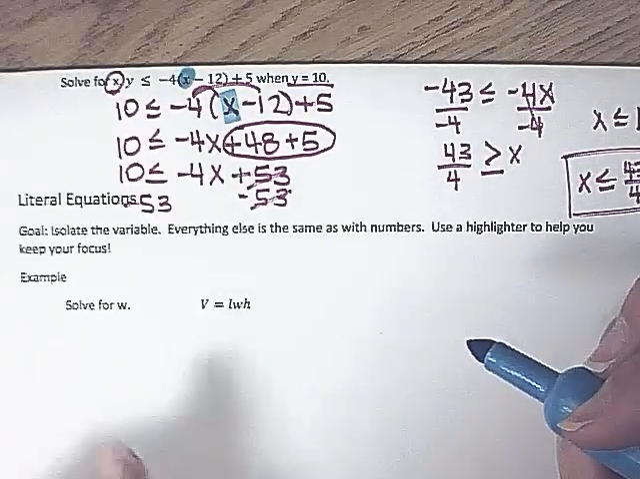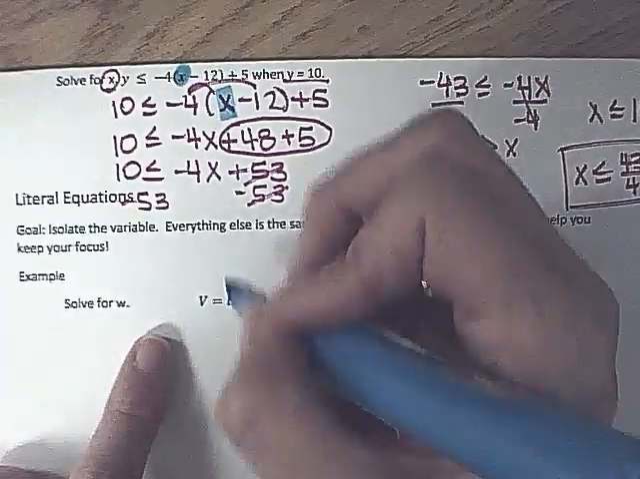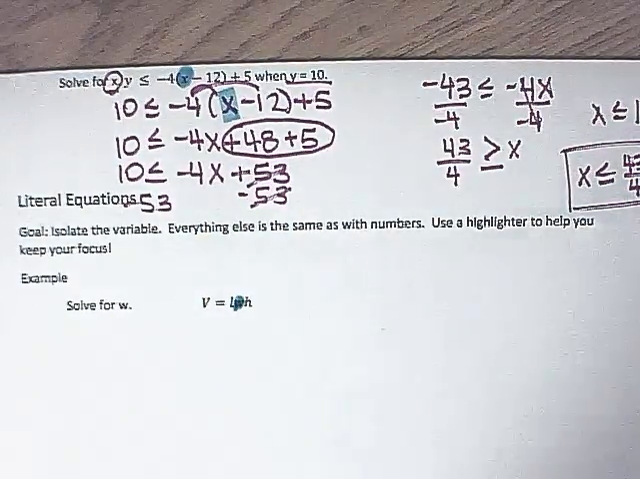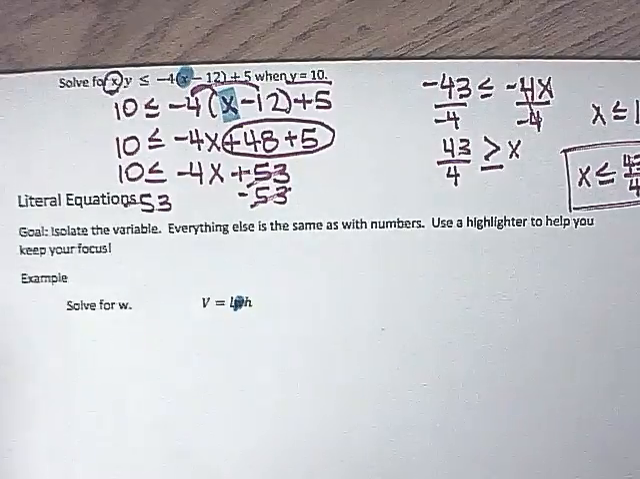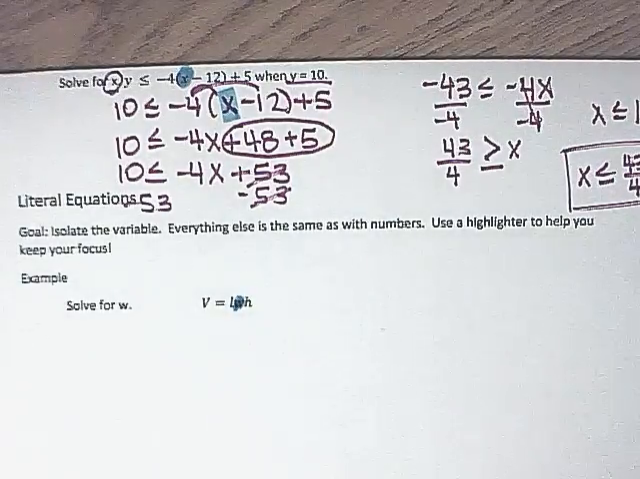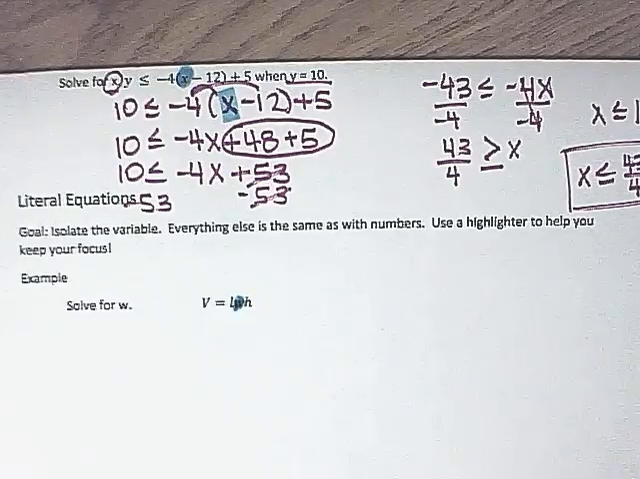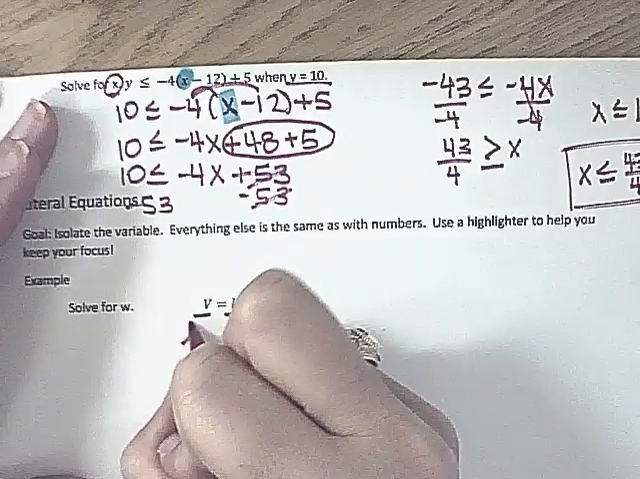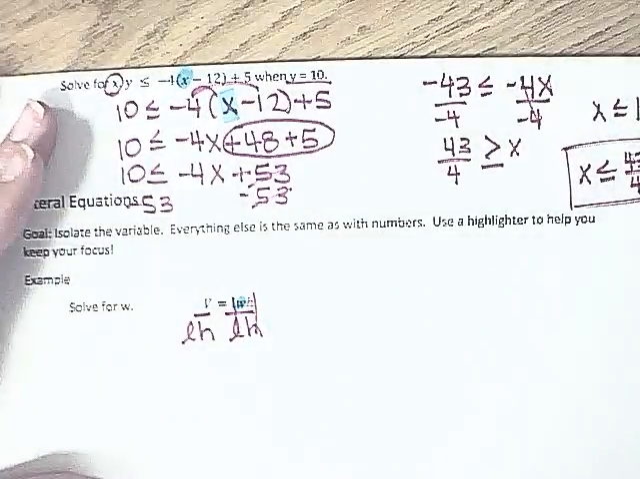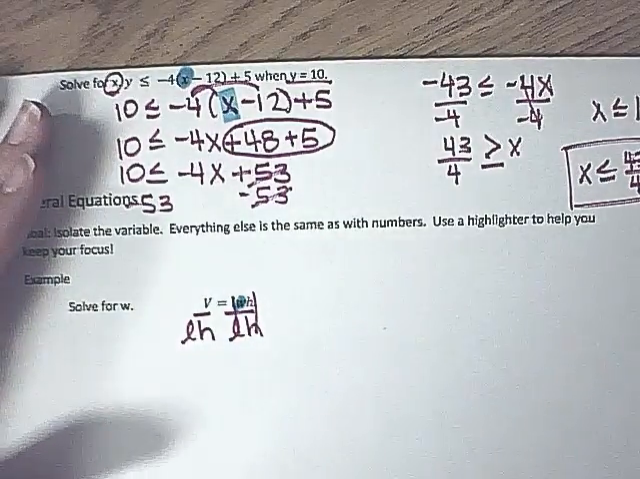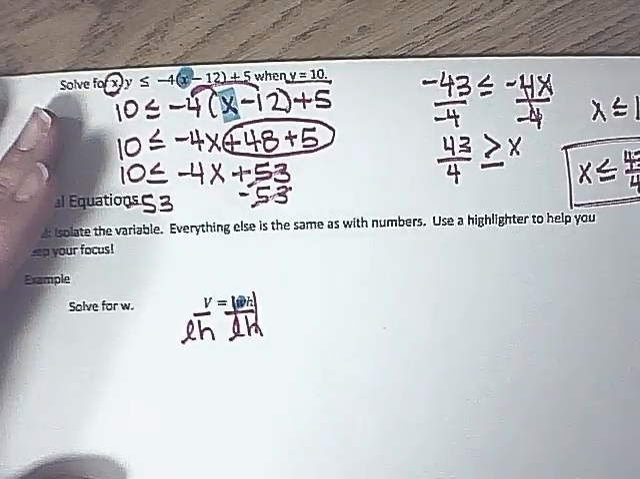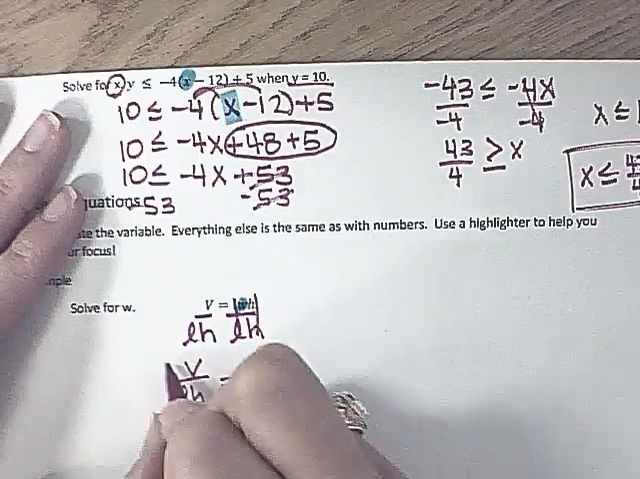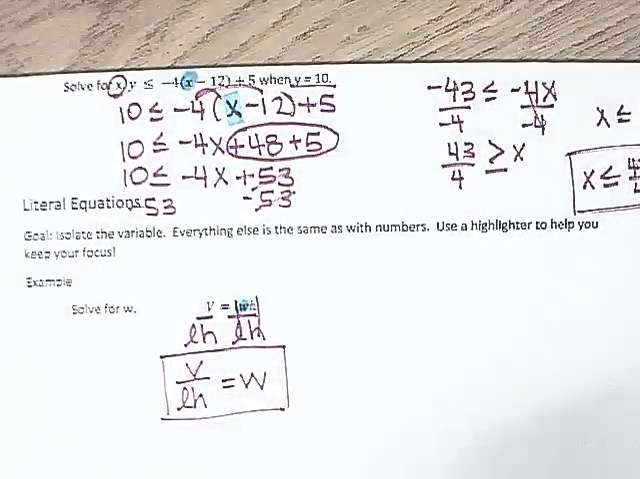For example, if this equation asks me to solve for w, I'm going to highlight w because that's my goal. And then I want to ask myself the question, what is happening to keep w from being by itself? Well, it's being multiplied by L and H. So the inverse of multiply by L and H is divide by L and H. And we know that when I do something to one side, I also do it to the other. I've canceled out my L and my H, and so now w equals V over L times H. w is by itself, and so I'm done.